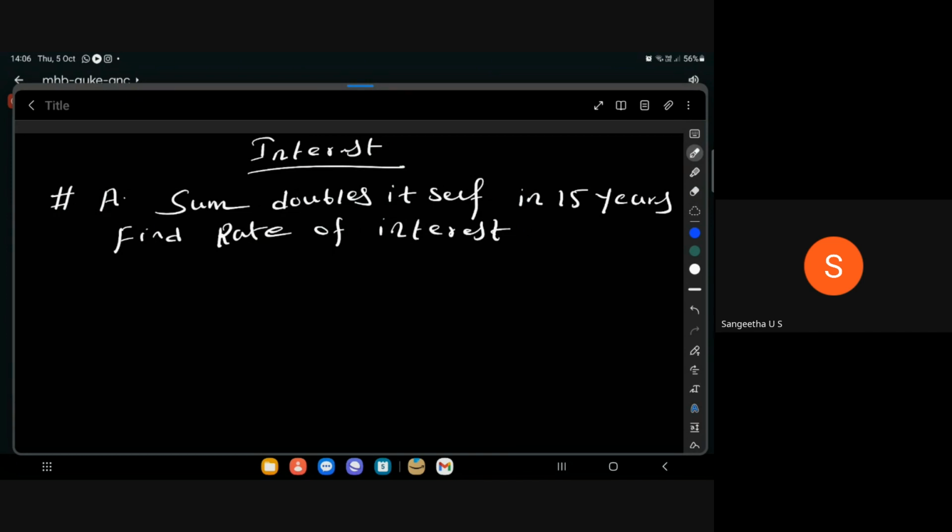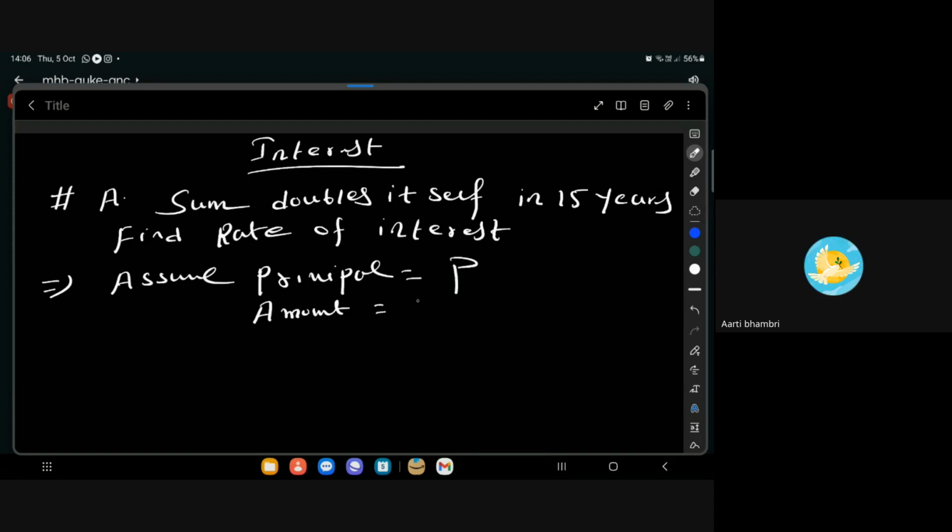How to find? Little hint. Assume principal is equal to P. Principal amount is equal to P. What is the amount then? Amount how much? It's double, means 2P. Interest how much? 2P minus P, that is rupees P.